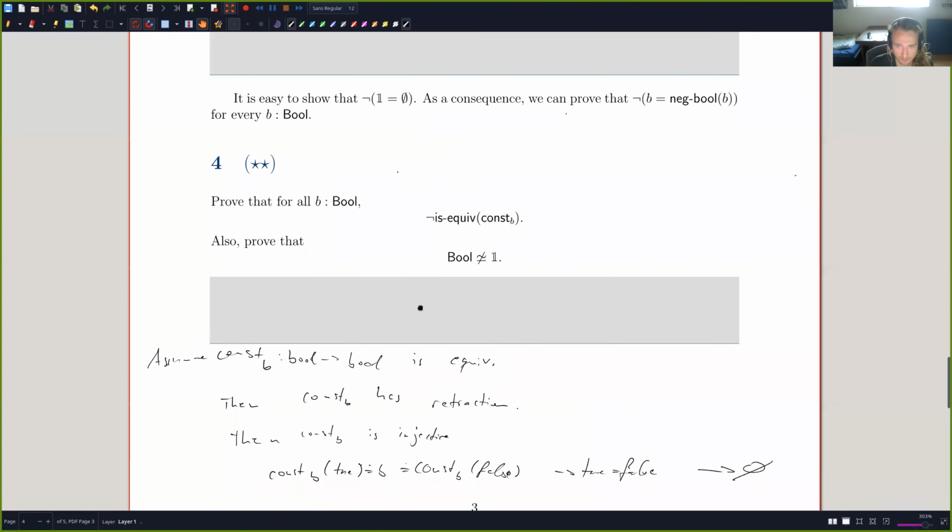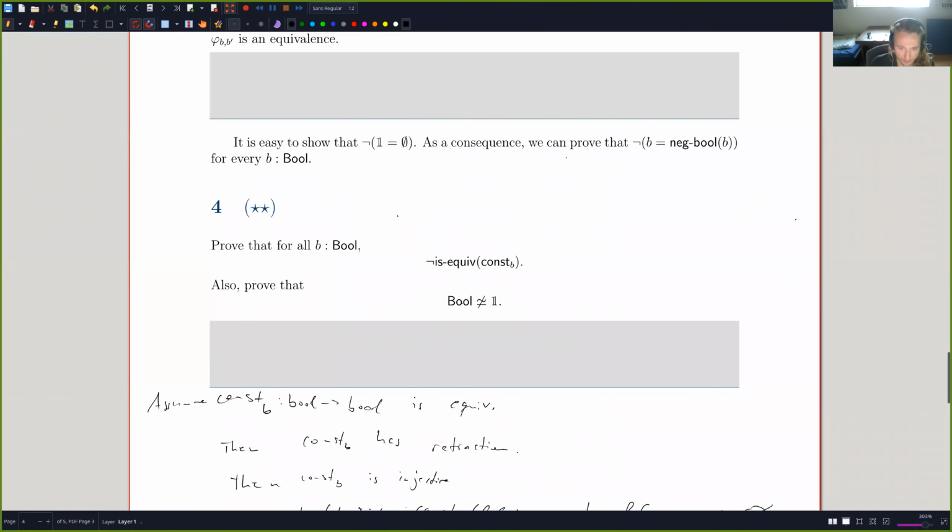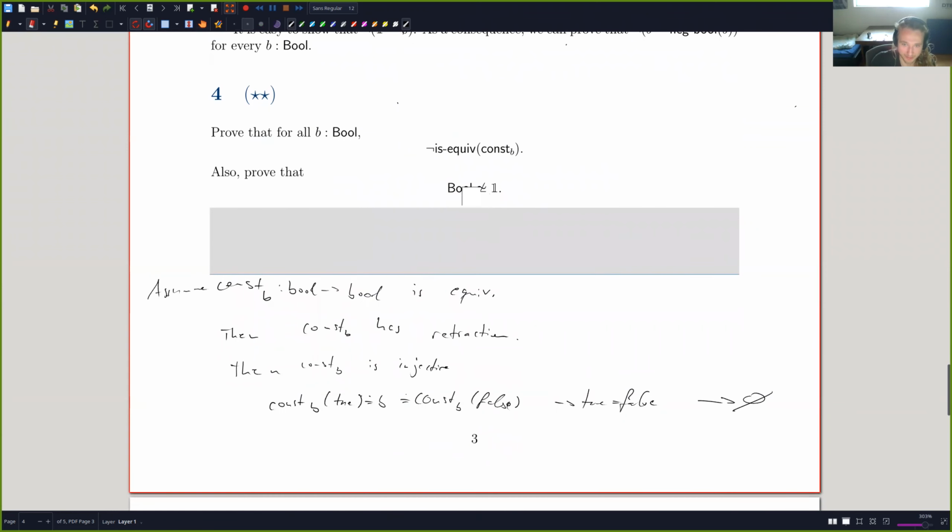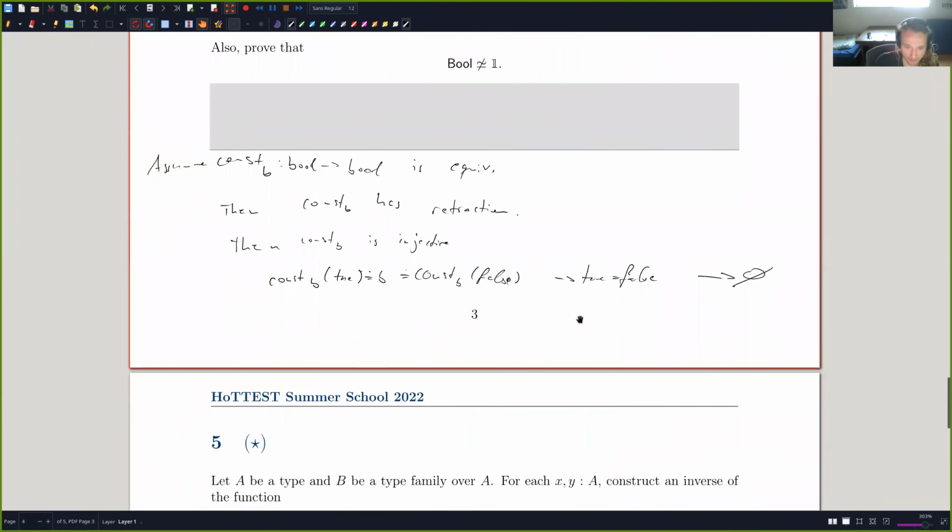Well, the second proof that bool is not equivalent to the unit type is really just the same. If we have a type with 2 elements, it shouldn't be equivalent to a type with 1 element. Here we also assume an equivalence, which is constantly star, and that's injective. And by the same equation here, we would get true equals false, and a contradiction.